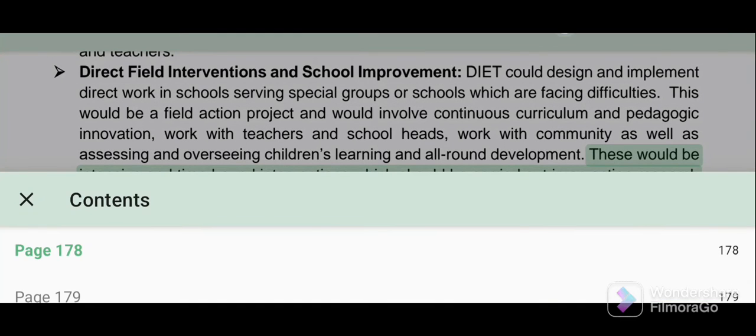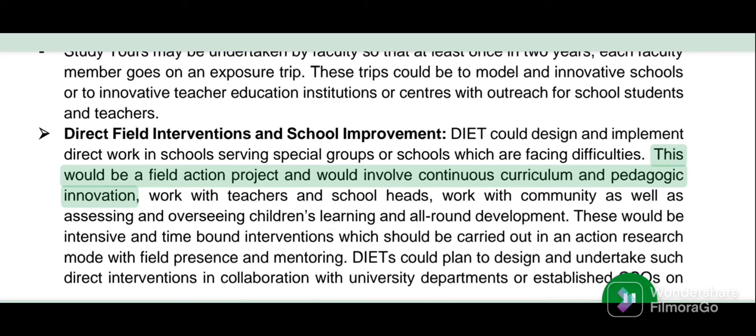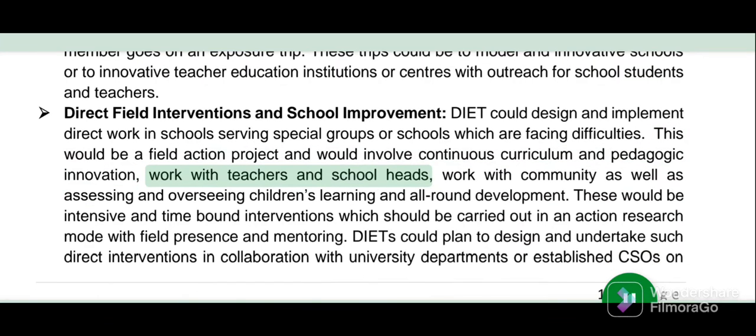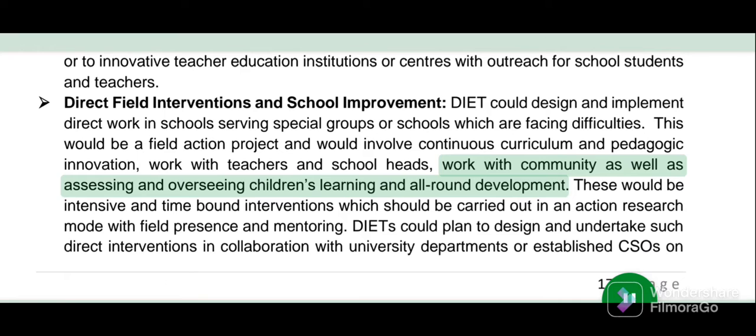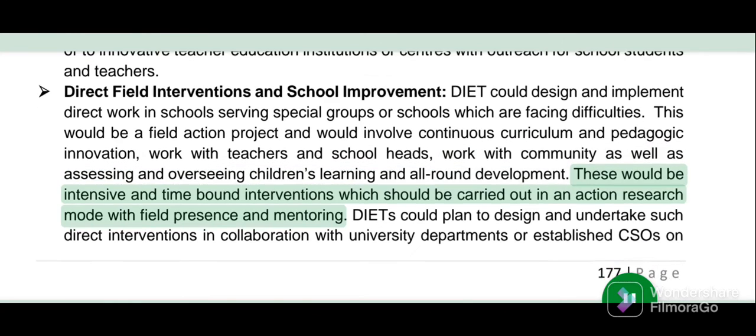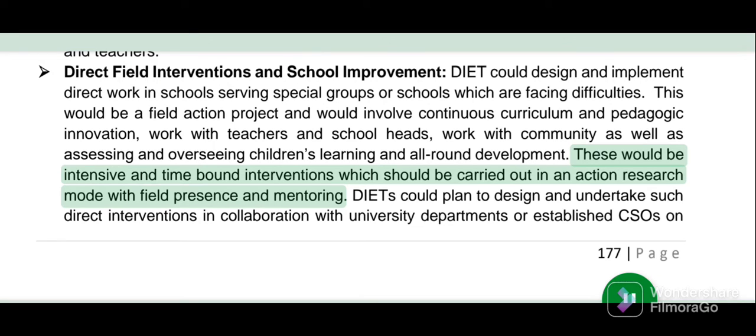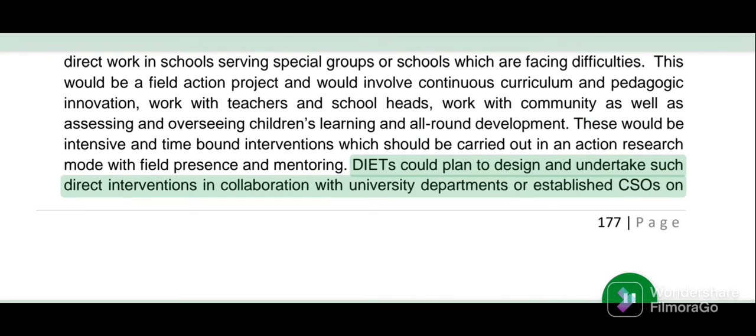and mentoring. DIETs could plan to design and undertake such direct interventions in collaboration with university departments or established CSOs in the field.